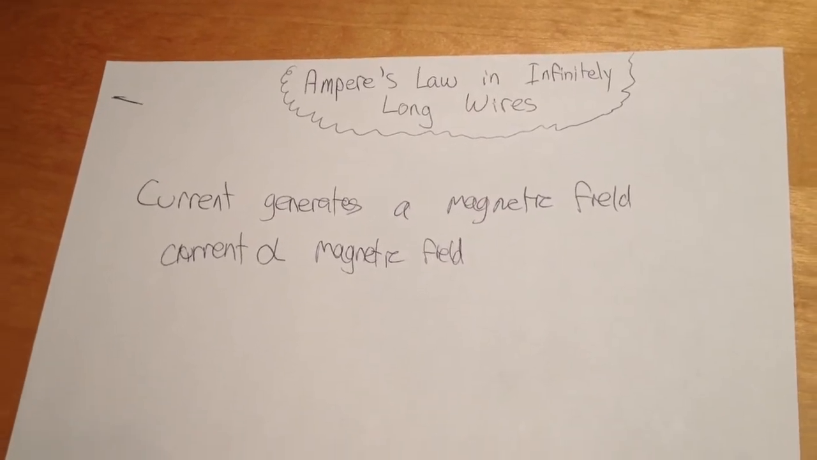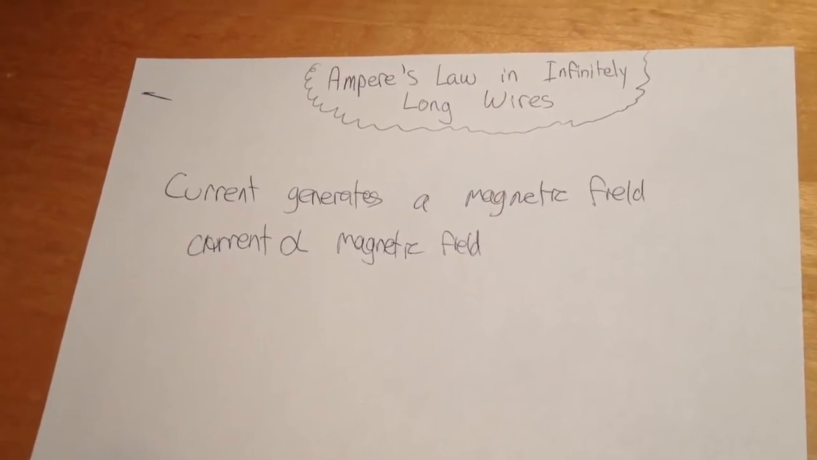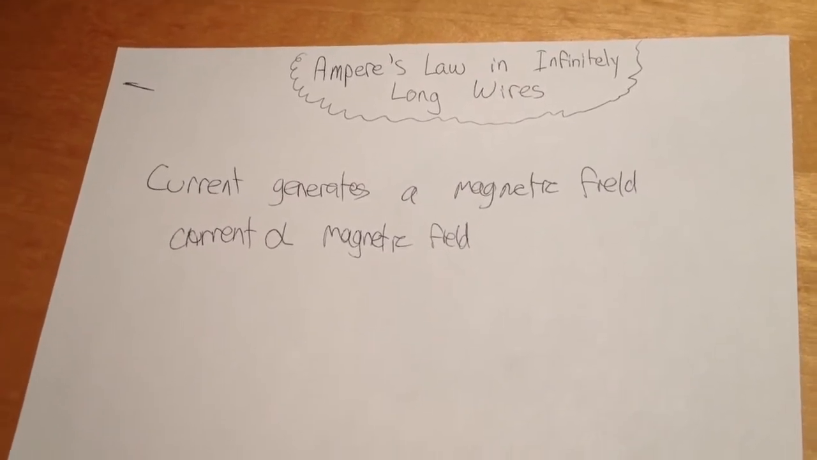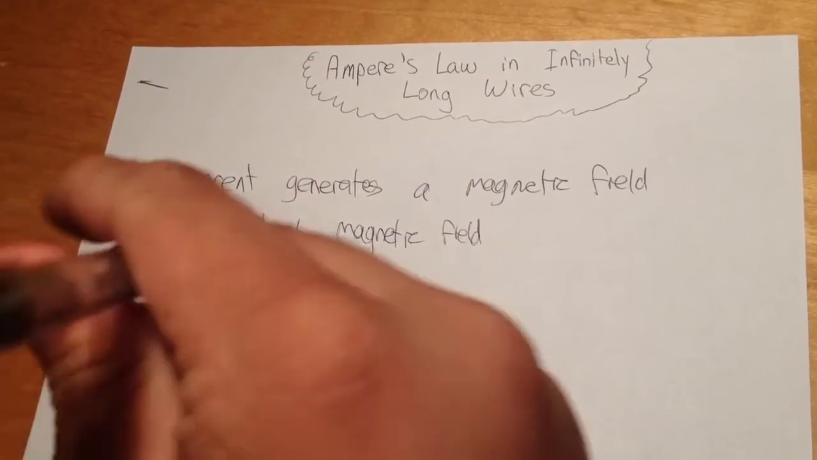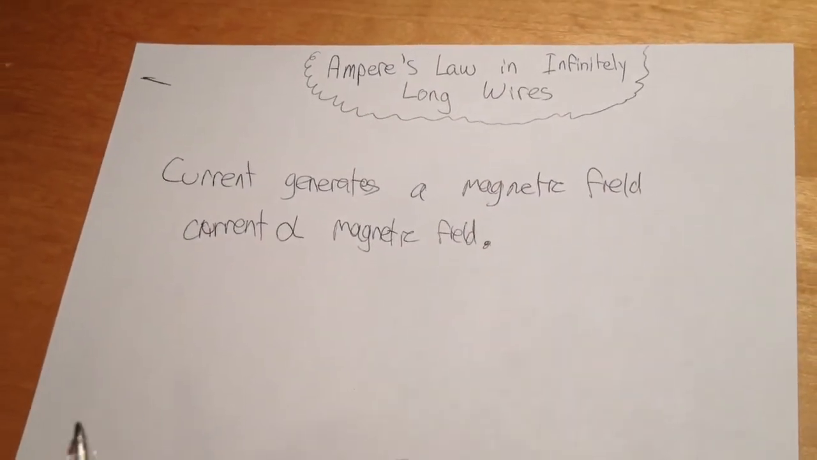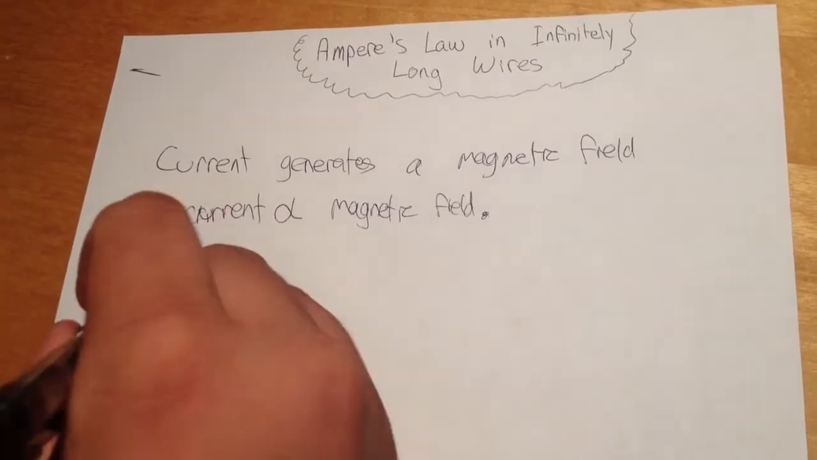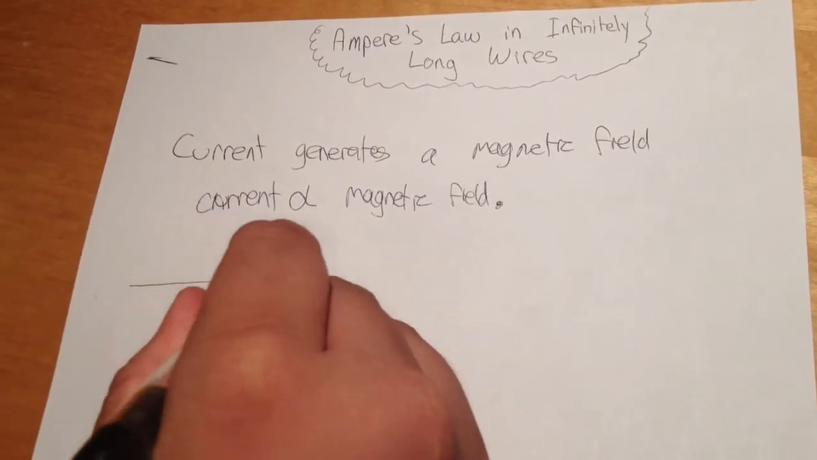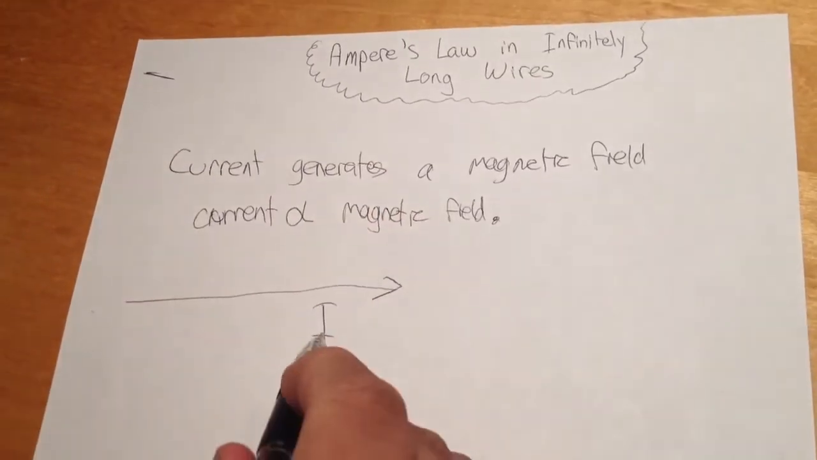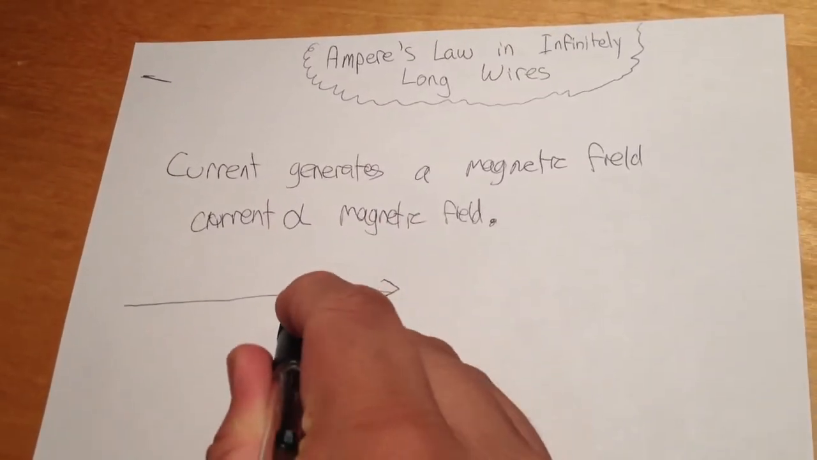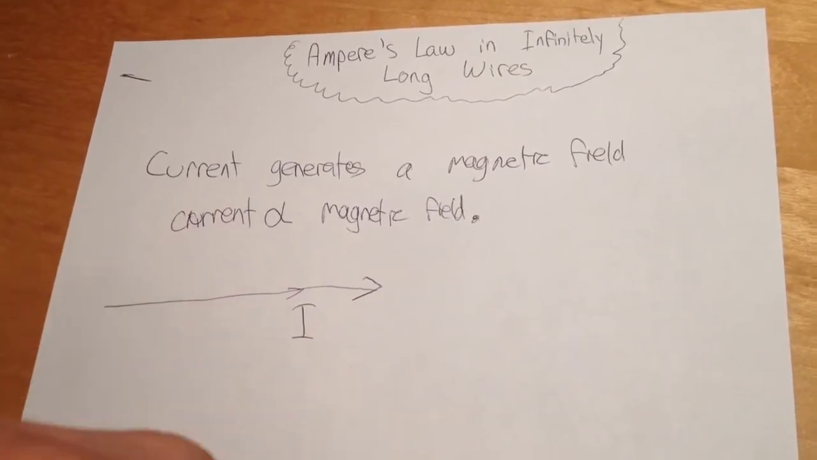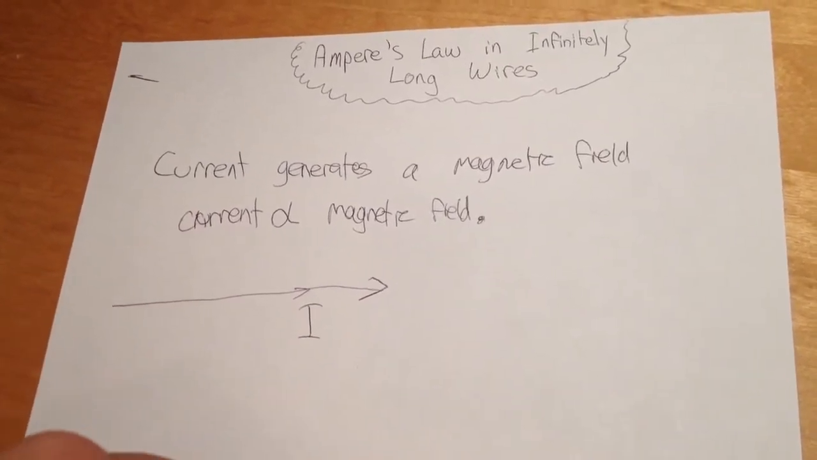Okay, so while there are other laws that say basically the same thing, Ampere's law is the one used most often conventionally. So I will be showing you Ampere's law in the case of infinitely long wires. So let's draw our wire. Here's our infinitely long wire. I stands for current. And now we want to figure out where the magnetic field is.